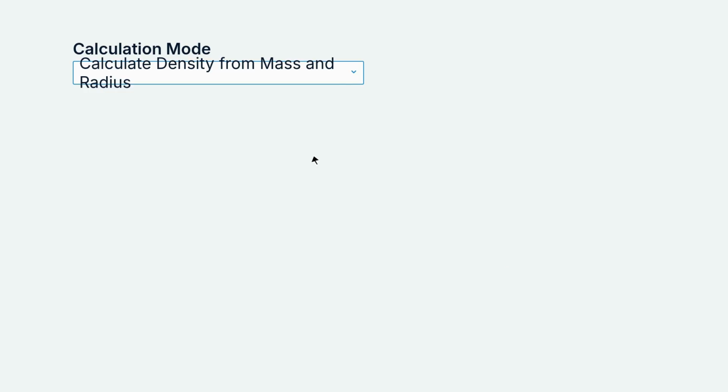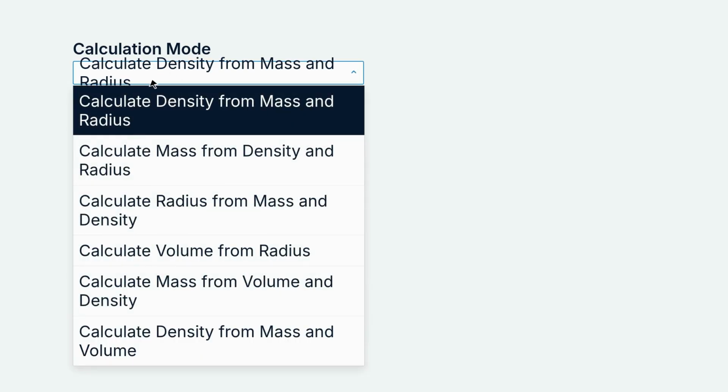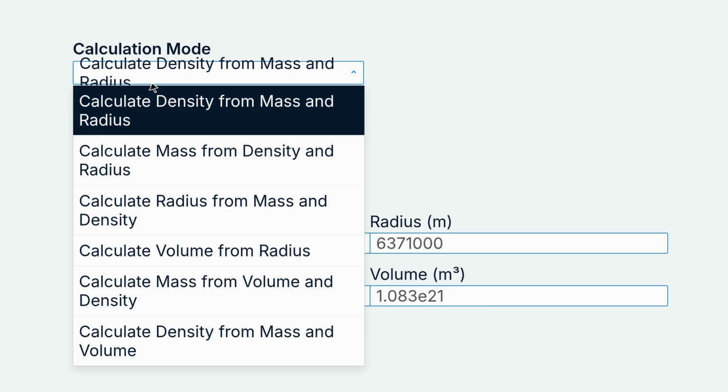Below the dropdown, you'll find 4 input fields: mass in kilograms, radius in meters, density in kilograms per cubic meter, and volume in cubic meters. Depending on your selected calculation mode, you'll only need to fill in the relevant fields.